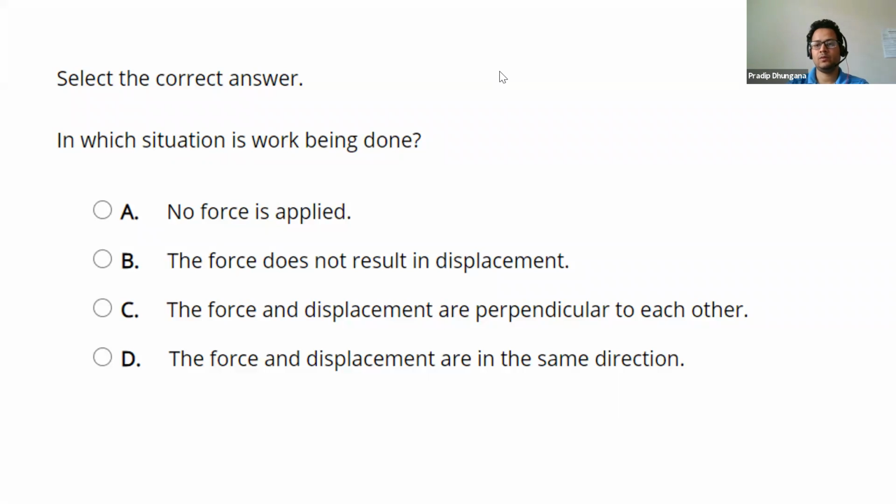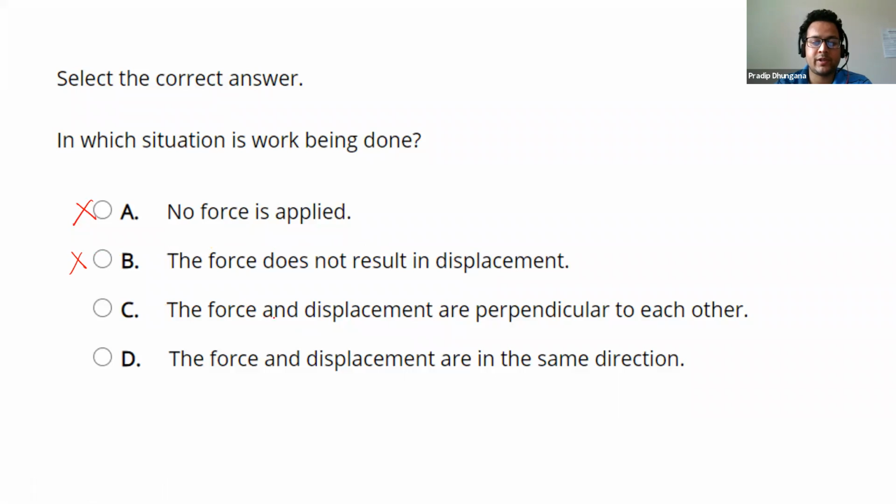Okay, thank you for your response. Now let me work through this problem. In which situation is work being done? No force is applied, so this choice is wrong because there should be some force. The force does not result in displacement, wrong. The force needs to result in displacement.